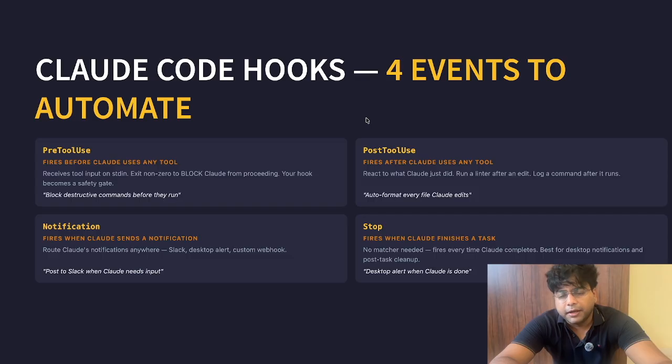Now we will be learning about 4 events which we can easily automate for Claude. So the first of those events is pre-tool use. Pre-tool use is something which fires before Claude uses any tool. Like we can automate it to block destructive commands before they run.